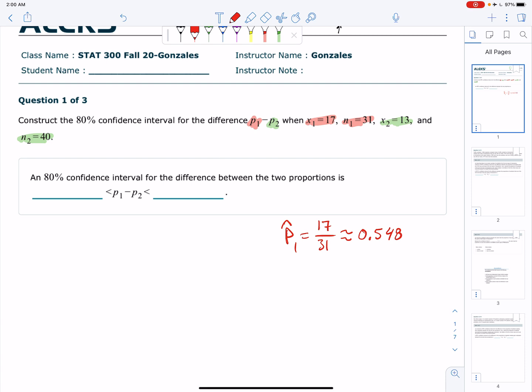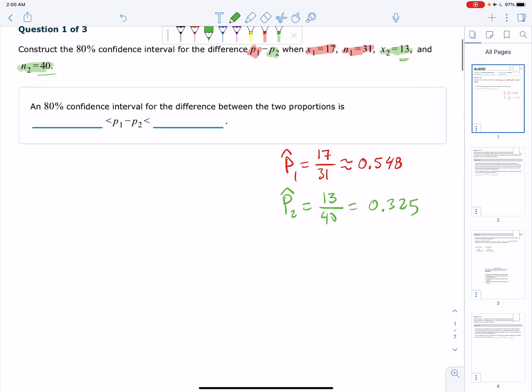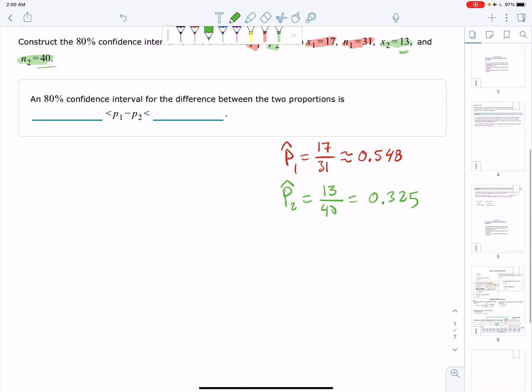0.548, okay? Now let's go ahead and switch over to our second sample. Now we're looking for the sample proportion from our second sample, and we can see that the number of individuals in the category of interest on our second sample is 13. And what's the sample size? 40. So I go ahead and divide that, and I get 0.325.